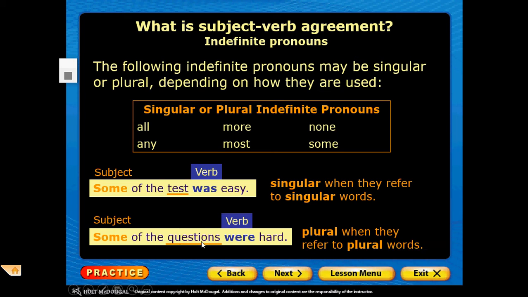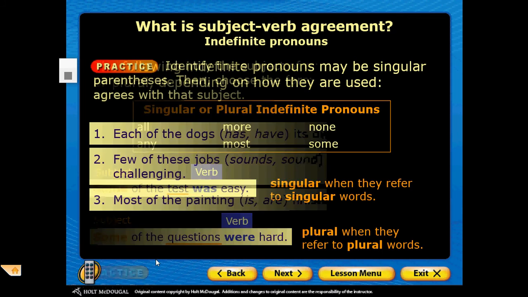Another example is: some of the questions were hard. So what am I talking about? More than one question. Yeah, very good. So I'm talking about more than one question, which is plural. So I treated some here as a plural pronoun.